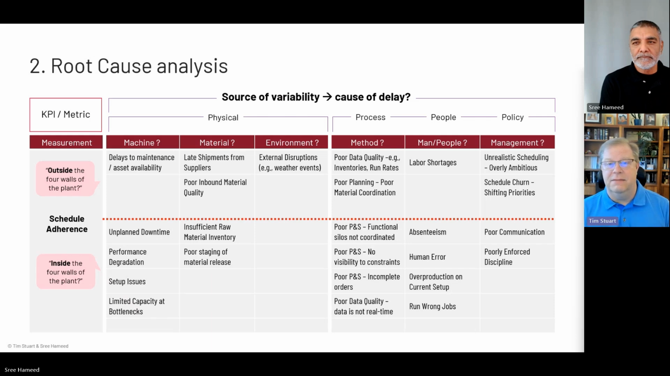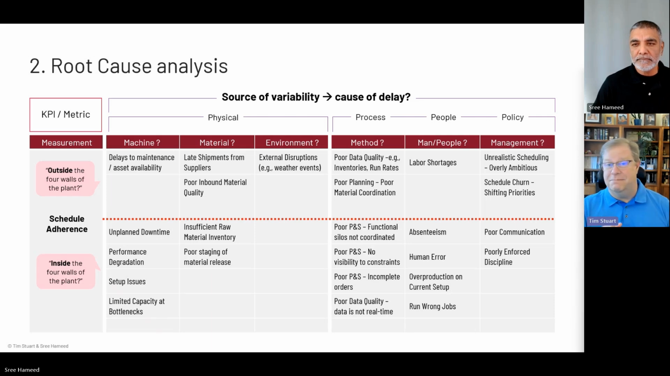What is causing us to miss times and so forth from a material perspective? Do we have late shipments coming in from our suppliers? Do we have poor inbound material quality? Do we not plan for enough raw material inventory and so forth? From the environment, we may have external disruptions, such as weather events or earthquakes or things like that.